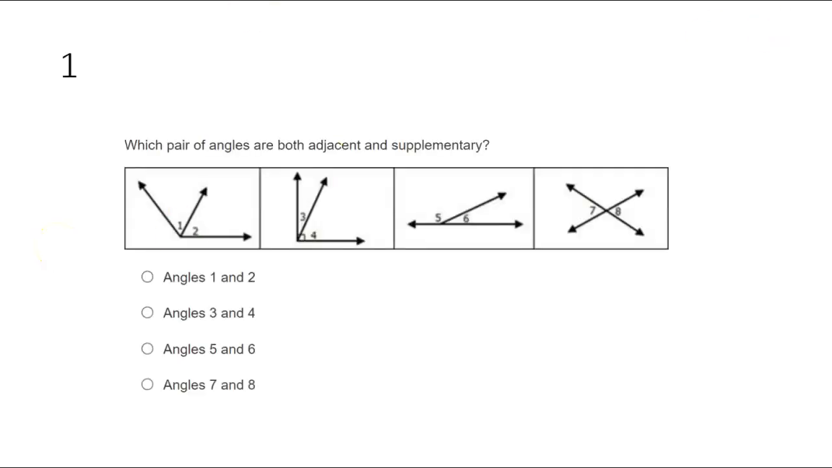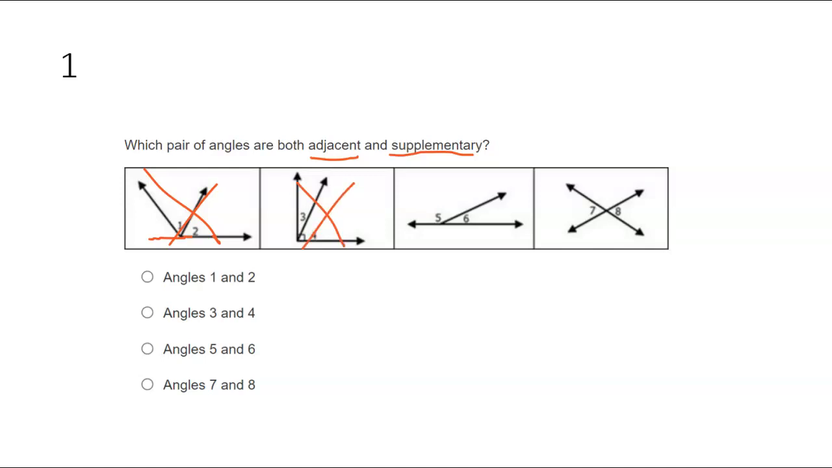Number 1, which pair of angles are both adjacent and supplementary? So looking at these, I'm looking for something that's both adjacent and supplementary. Adjacent means they're next to each other. Supplementary means the two angles add up to 180 degrees. Angles 1 and 2 are adjacent, but because this doesn't form a straight line, it is not supplementary. So not that one. Next one, 3 and 4, these are complementary, meaning they add up to 90 degrees, but they're not supplementary.